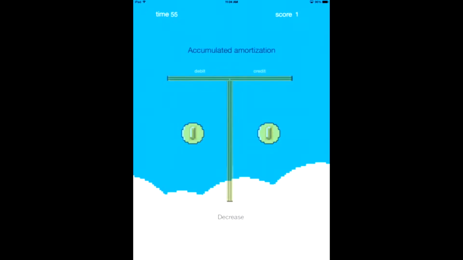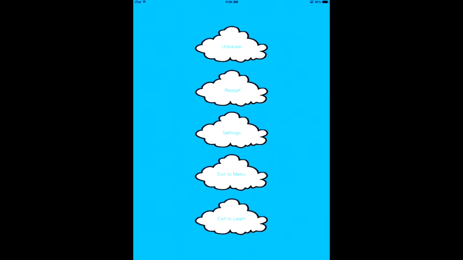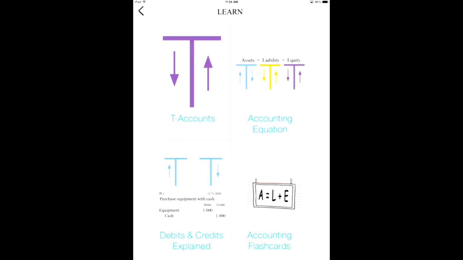So you're increasing revenue, so that is a credit, right? Equity decrease would be a debit, okay? Questions on the bottom. Now notice when I push close to the clock or the time, I get into these nice clouds here, and I can actually exit to learn, okay? And so now I have some learning materials to help me figure this stuff out.